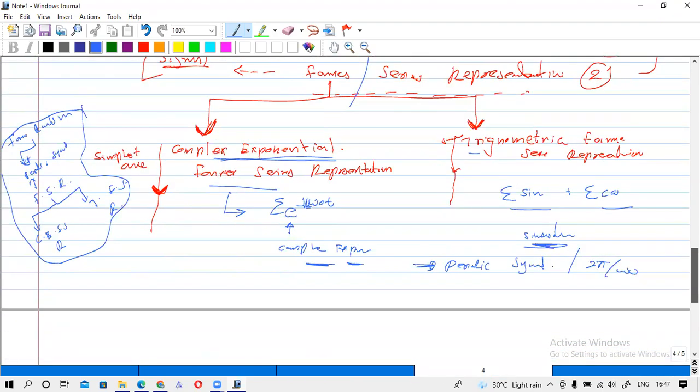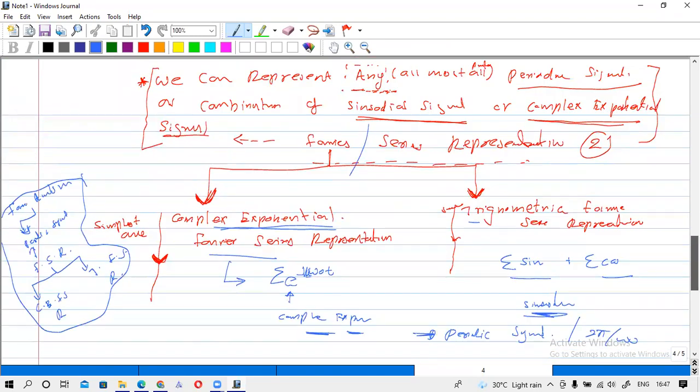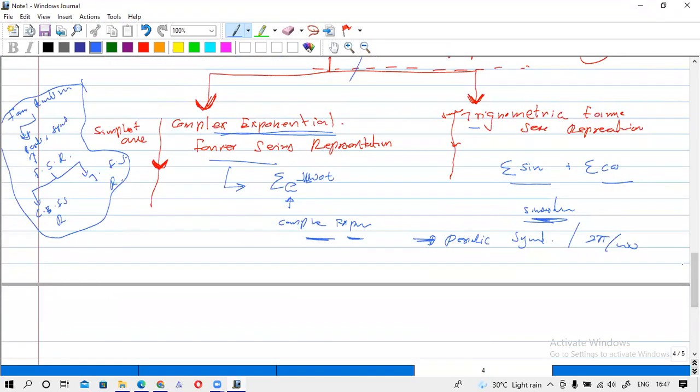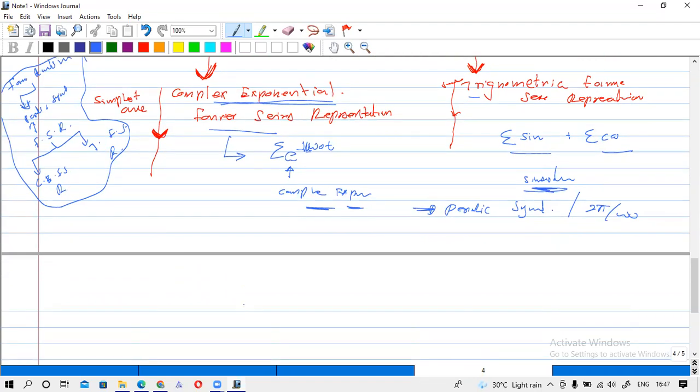So you can see there is a connection. Here we are going to represent a periodic signal as a combination of these basic signals. These are fundamental signals, so we represent it as a combination of basic periodic signals. That is the idea you should get.